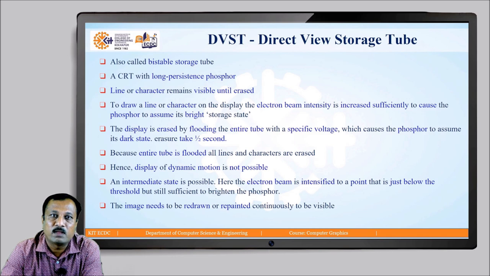In order to erase the picture on the display, the entire tube is flooded with a specific voltage which will cause the phosphor dots to assume their dark state. This erasure takes about half a second. Because the entire tube is flooded, all the lines and characters will be erased at a time. Hence, display of dynamic motion is not possible using this method. An intermediate state is possible, in which the electron beam is intensified to a point that is just below the threshold, but still sufficient to brighten the phosphor. The image needs to be redrawn or repainted continuously in order to be visible for a long time.